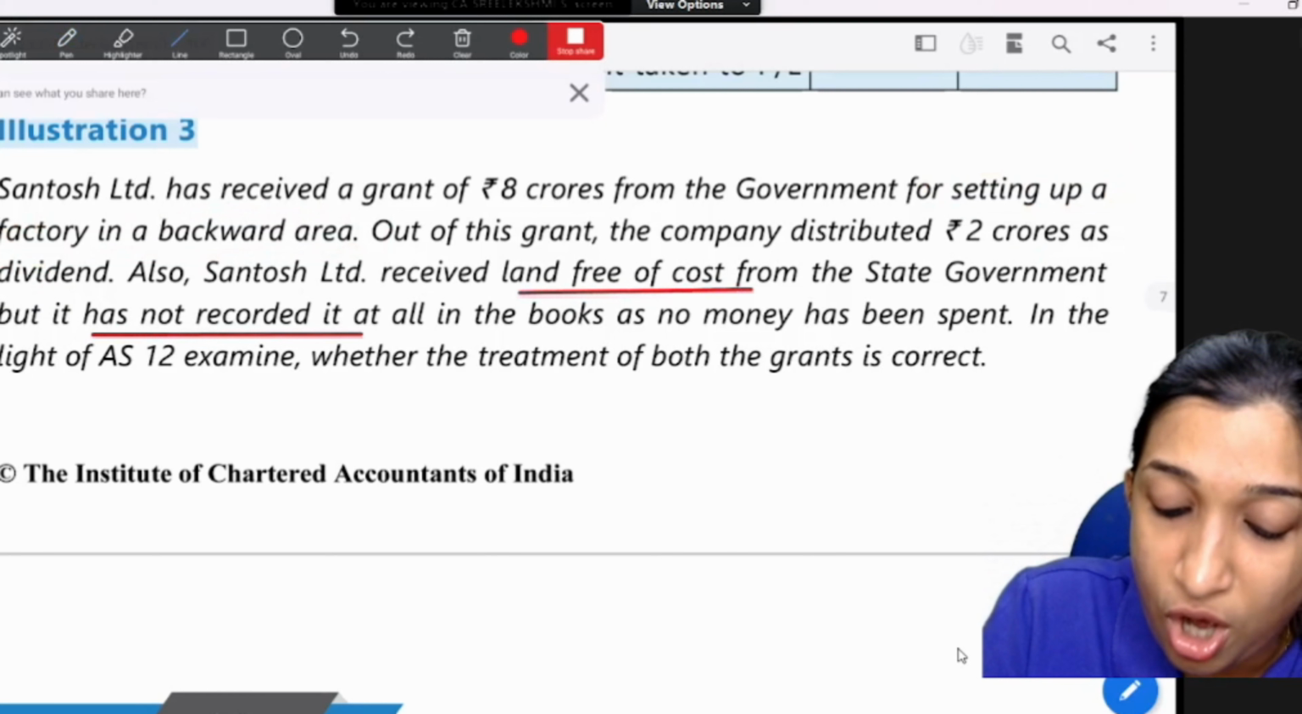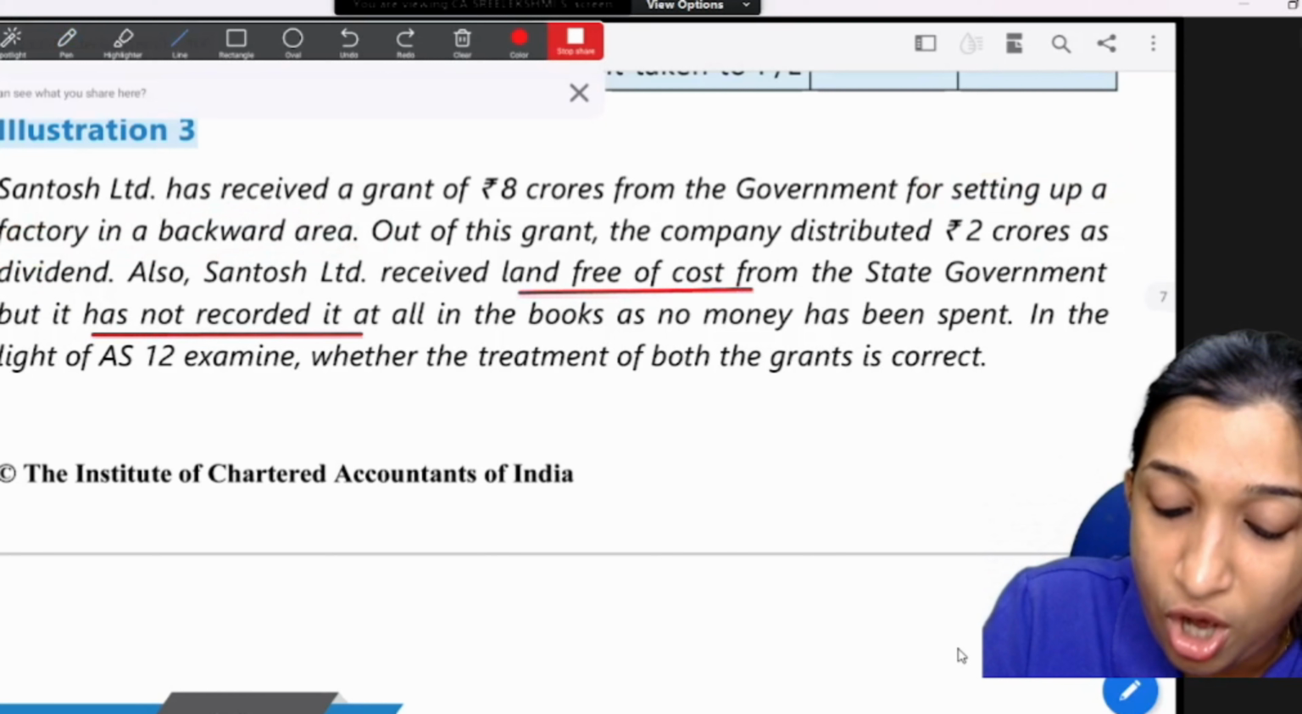Monetary grants are again divided into three types. One is for acquisition of assets. Two, promoter's contribution, where government is also acting as a promoter. Or three, as an income or for meeting expense, for operational purposes, so operating expense or operating income. So, government grant received in cash is divided into three types.